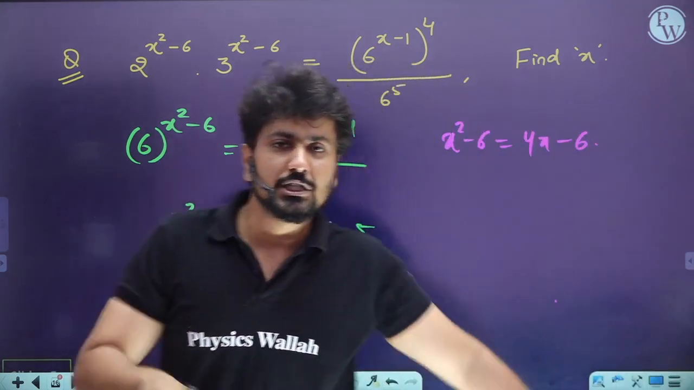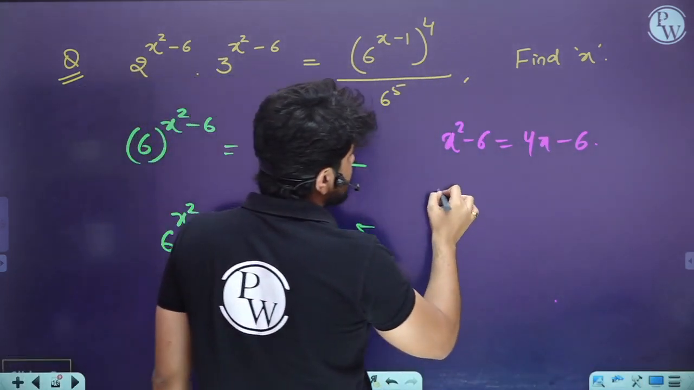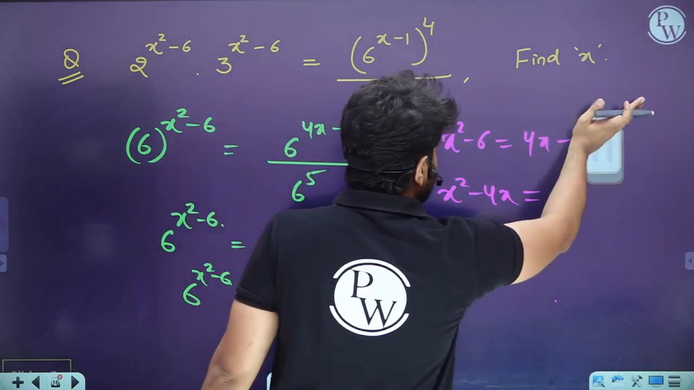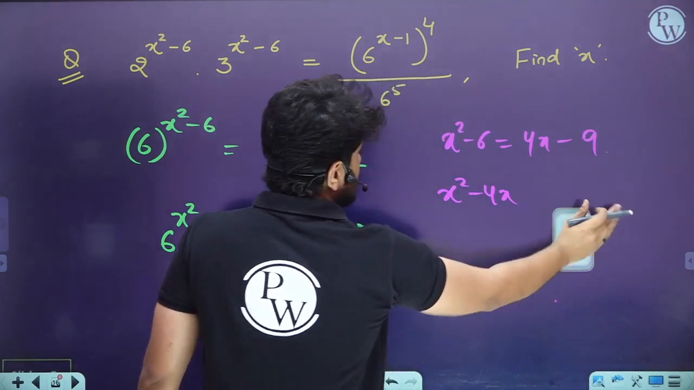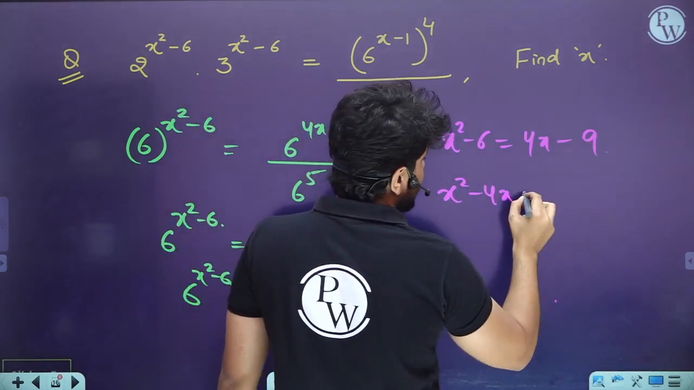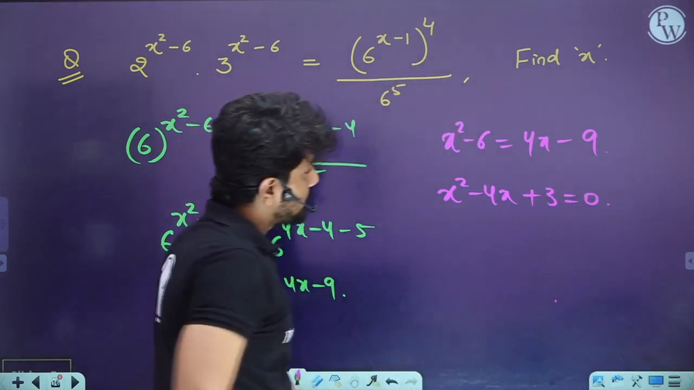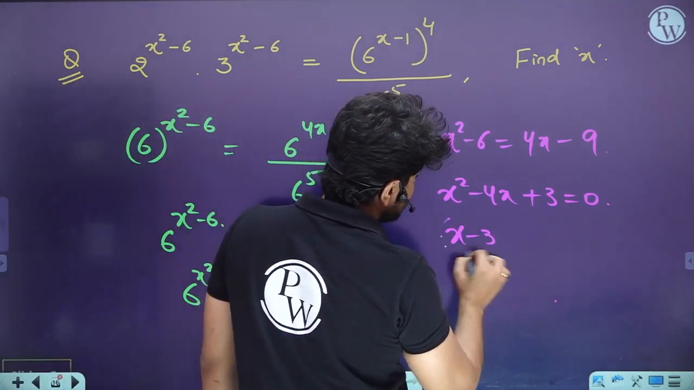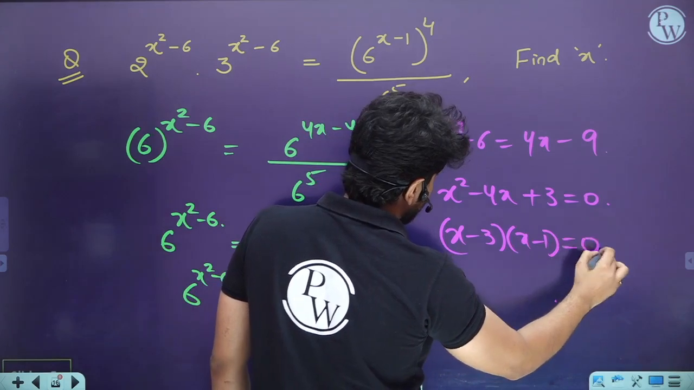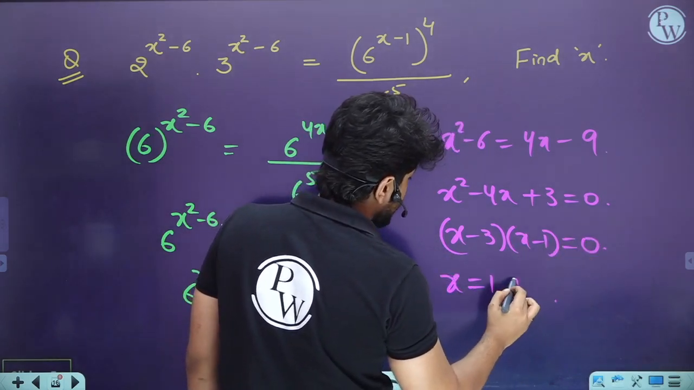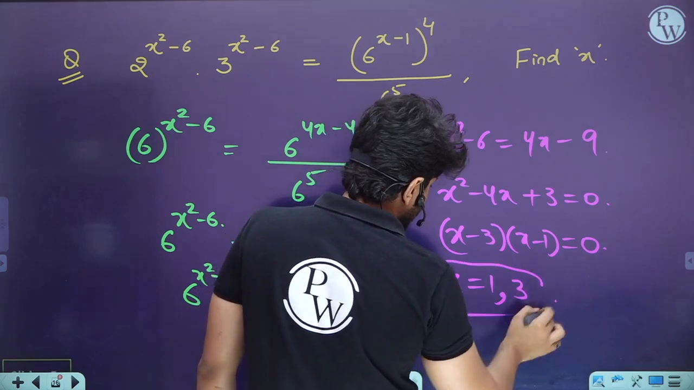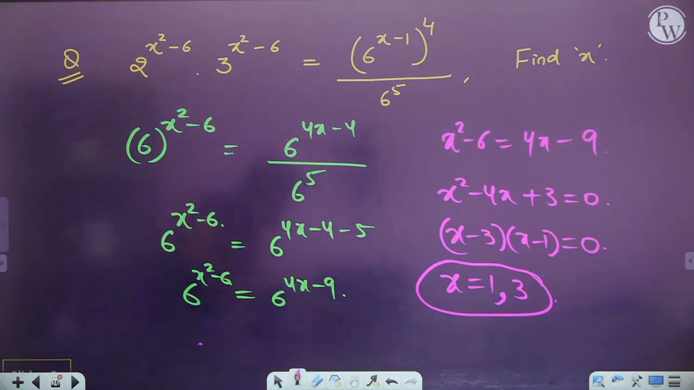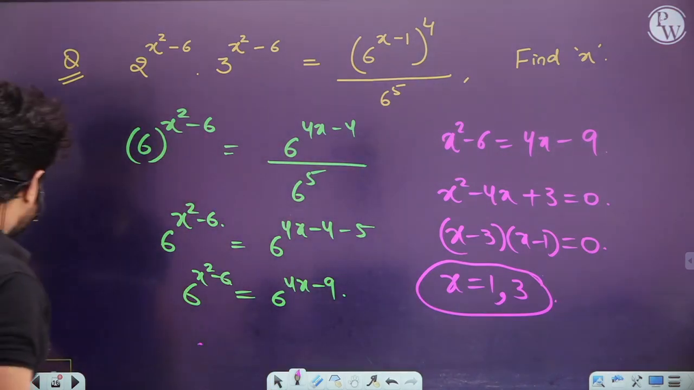This is a quadratic equation. We can solve it for the value of x, which is x square minus 4x, and if minus 9 comes to this side, it becomes plus 9, minus 6 plus 9 is plus 3, equal to 0. This is the equation we are getting, correct? So here we have two factors, x minus 3 multiplied by x minus 1 equals 0. So we are getting two values of x, 1 and 3. I hope everybody agrees with this part, correct? Okay then, I hope all is clear till now.